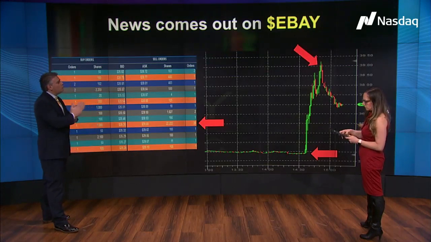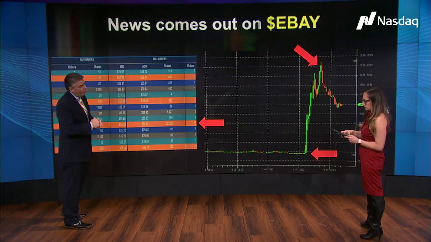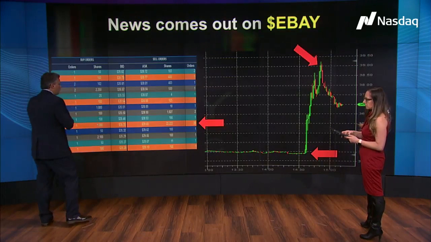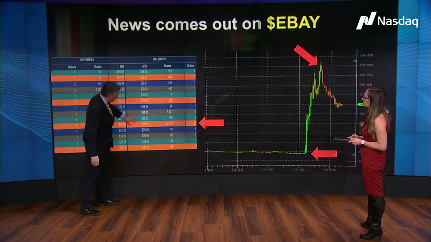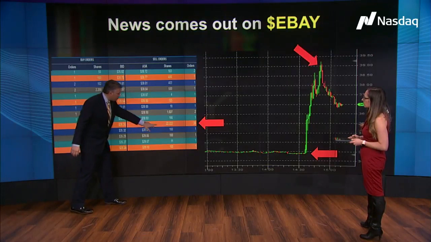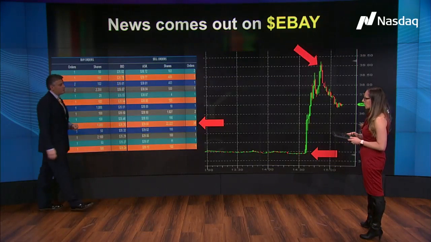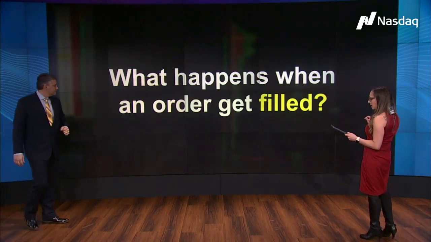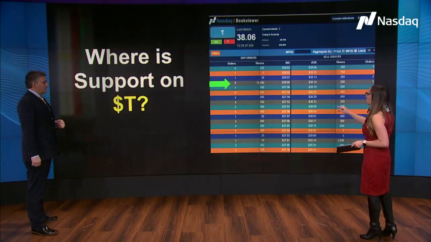And then the question is, how would you have known where to get out? Why didn't it go to 40? Why $39.50? Well, when we look at this chart right here, you look at the orders, boom, 22,000 shares, 26 different orders at $39. All right, our next question is, what happens when an order gets filled? And if we go along to our next chart, we can see what that looks like.